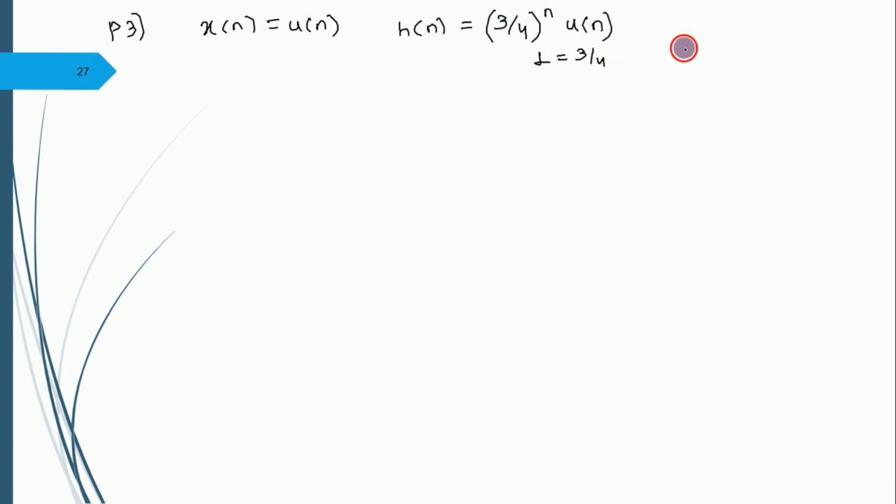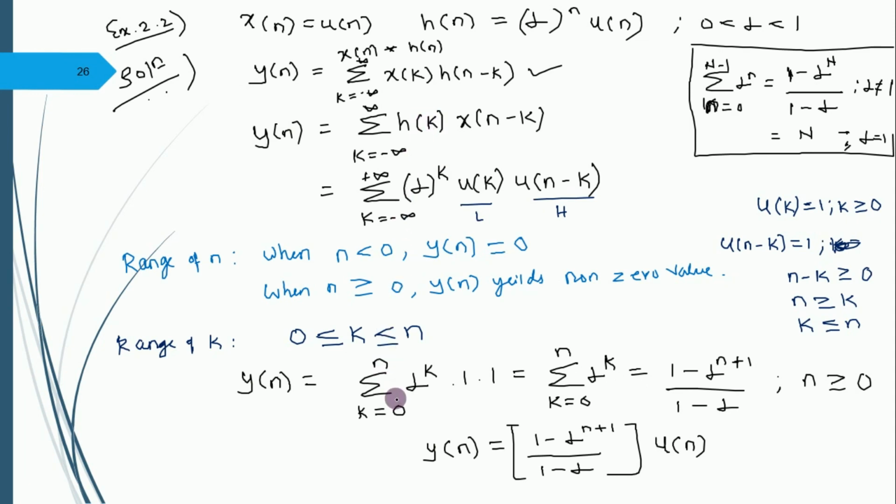One last problem we'll take. So problem 3 I guess: x of n is equal to u of n, h of n is equal to 3 by 4 raised to n u of n. You can just connect it with the previous problem where this is alpha and alpha is given as 3 by 4, and it is well within the range of what is mentioned, right? So simple, you can solve in the same manner. In your examination if it is asked, you should solve in the same manner.